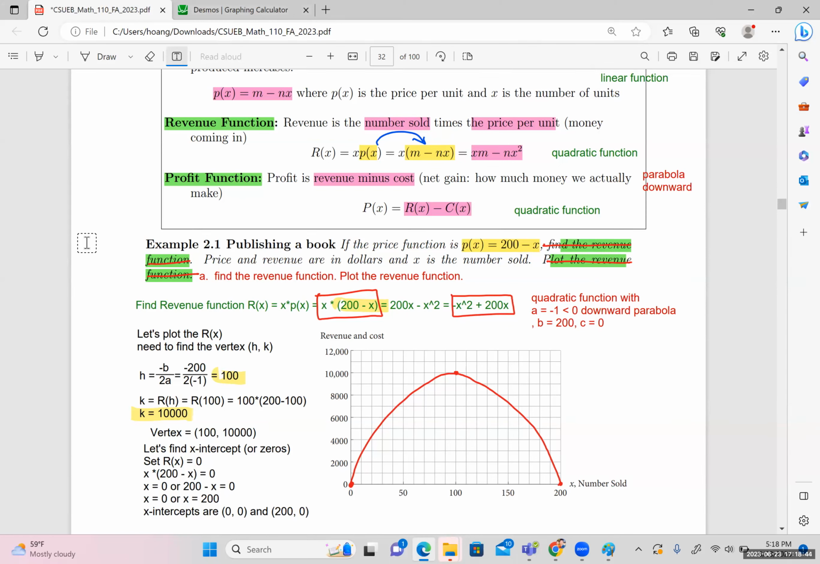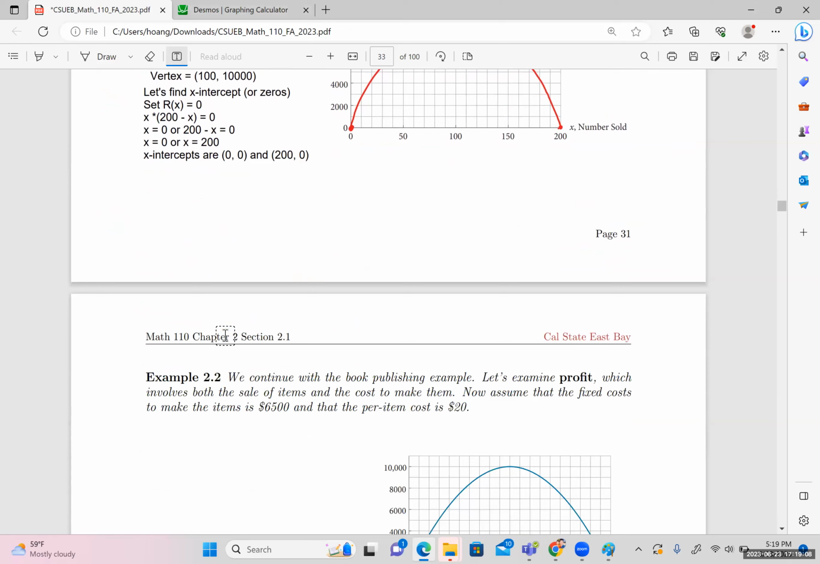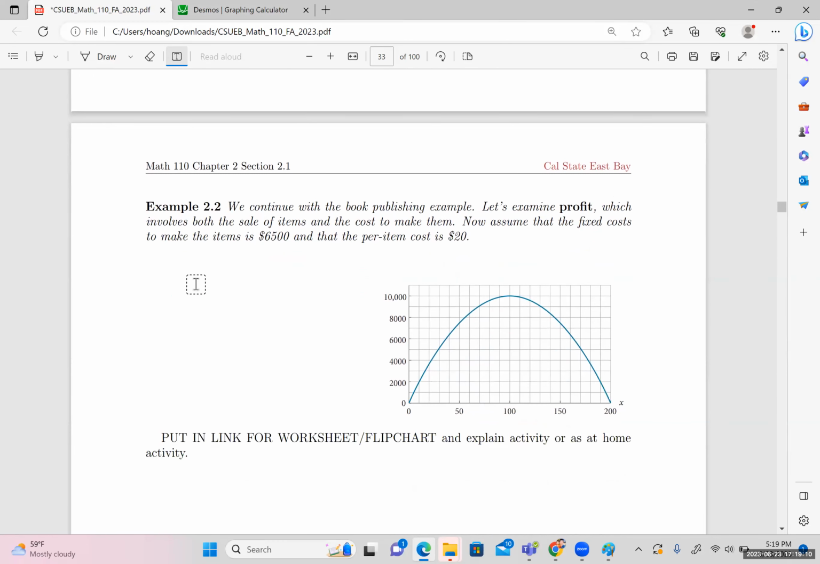Before moving to the next example, I'll name this example 2.1 as part A. So I want to change this, right? Part A. And then that will make this next example 2.2, here is part B.